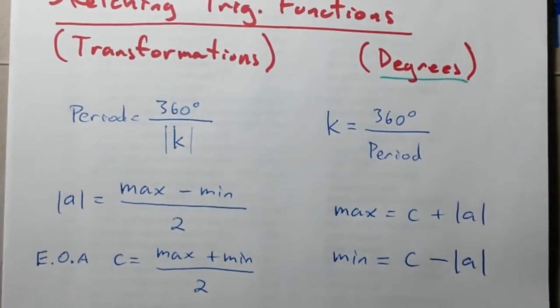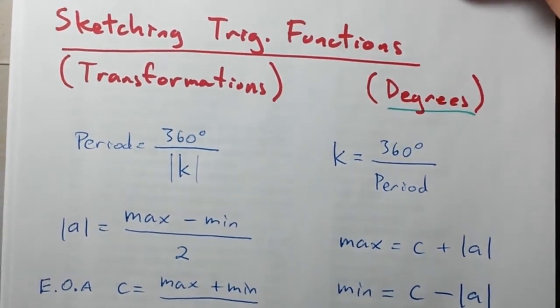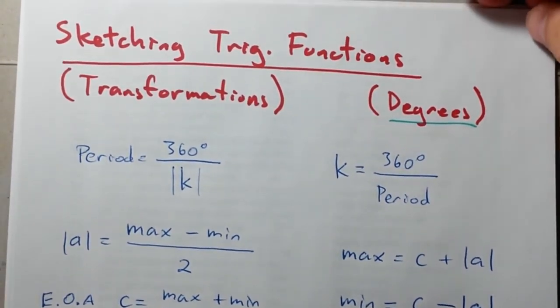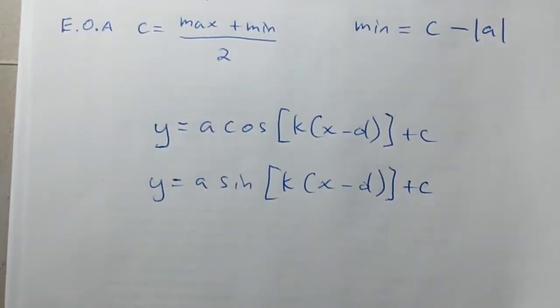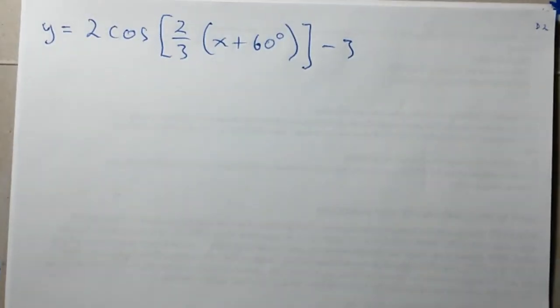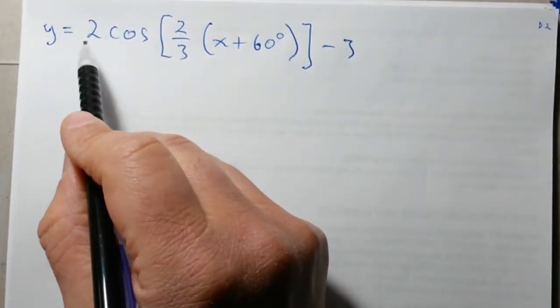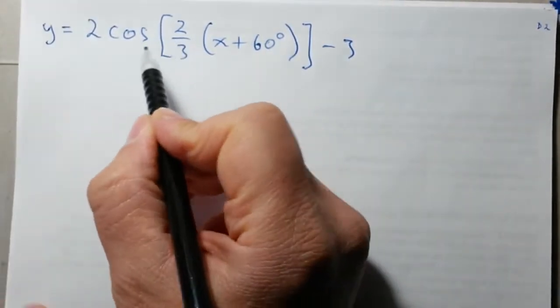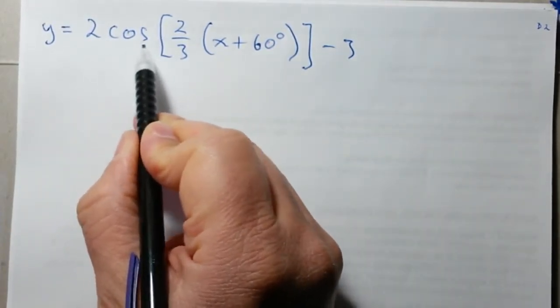So here we have more examples of graphing trigonometric functions, or sketching, better said. Once again, we're going to collect that data and it's going to be given in this format. Let's look at another example. We have this one, y equals this equation, this sinusoidal function, and it's using cosine.